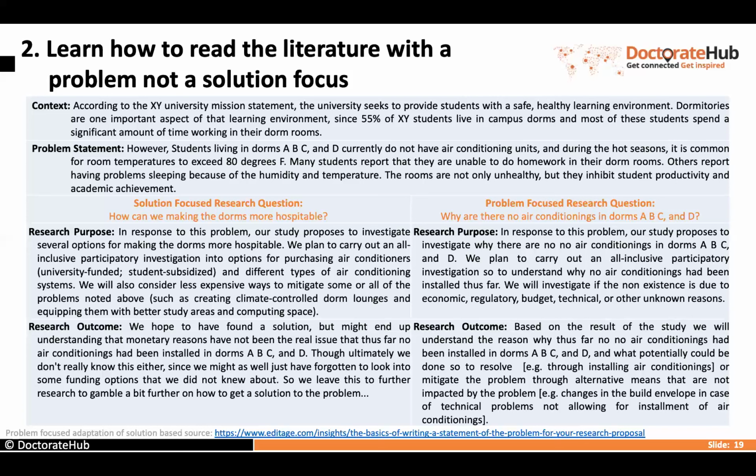However, it will lead you nowhere in understanding why perhaps there are no air conditionings installed in dorms, be it price, be it policy, be it whatever. So it's a very different direction that your reading will take. And obviously, if you are just speculating on how you can make things better, you will not hit the data level on why things are not working. So learning how to read the literature with a problem, but not a solution focus, is key.